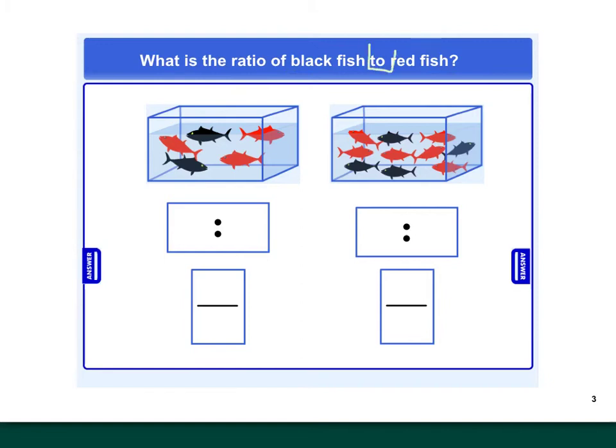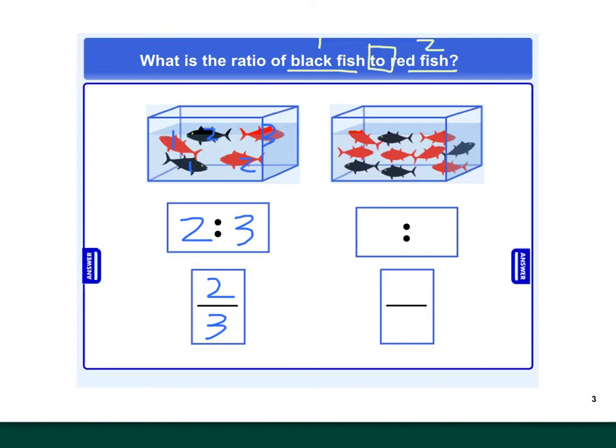I start by identifying the word "to." In front of the word "to" is the word blackfish, so that's what I should look at first. Then second, I should look at the number of redfish I have. So on the tank on the left, the blackfish, I have 1, 2 of them. So again, I'm going to put a 2 first. The redfish, I have 1, 2, 3. So I'm going to have 2 to 3, or 2 to 3 written in fraction form.